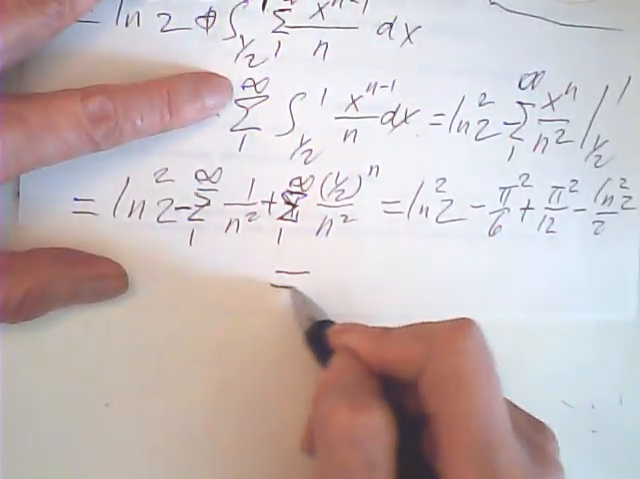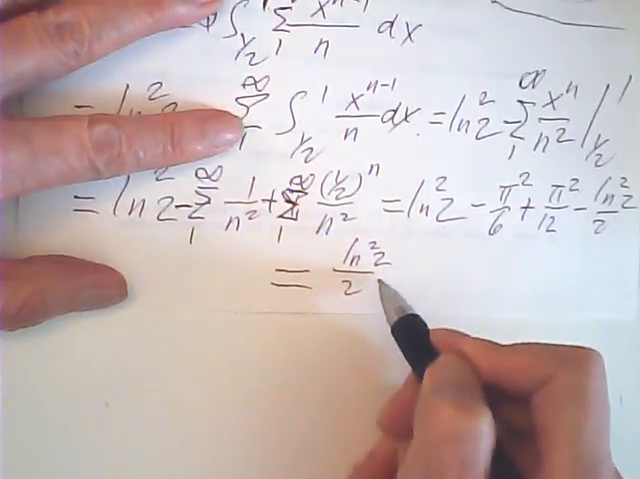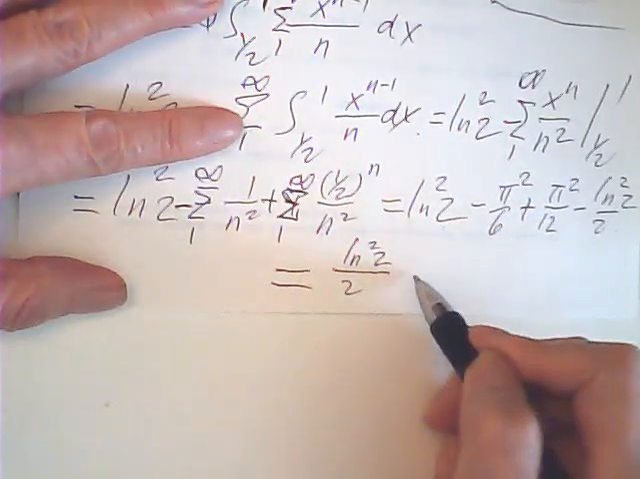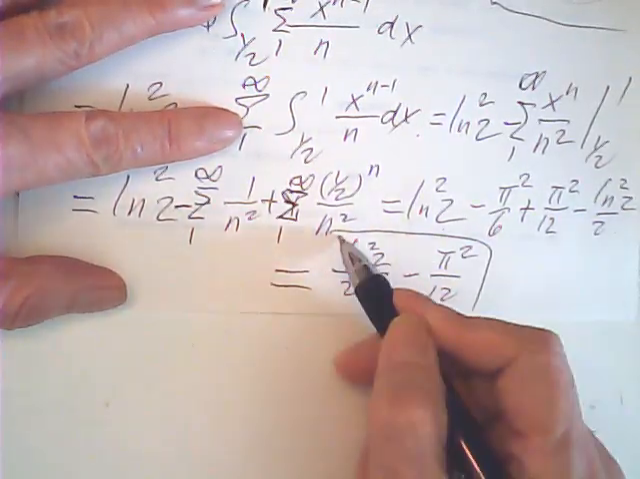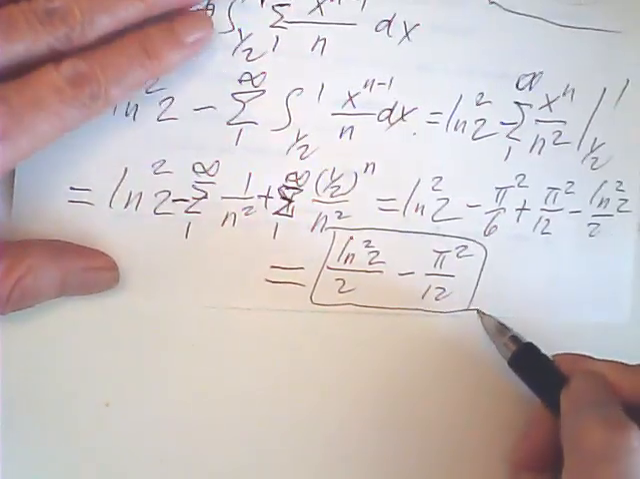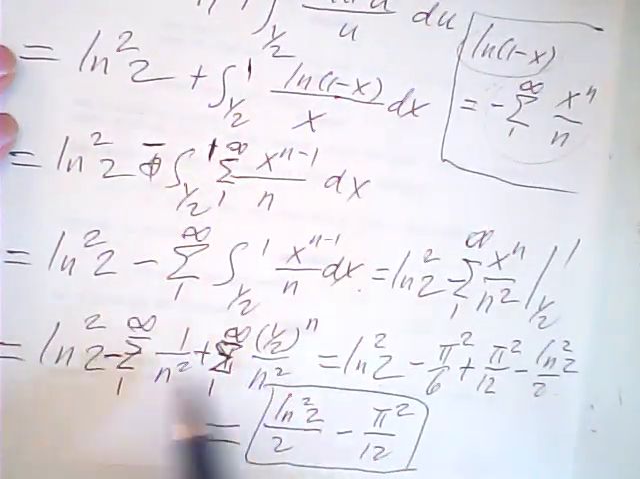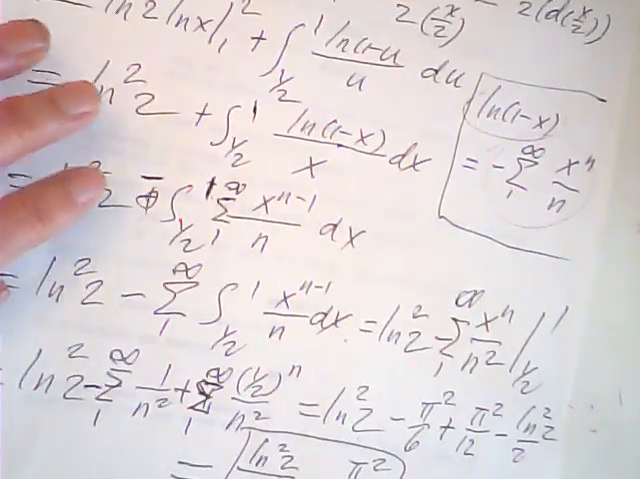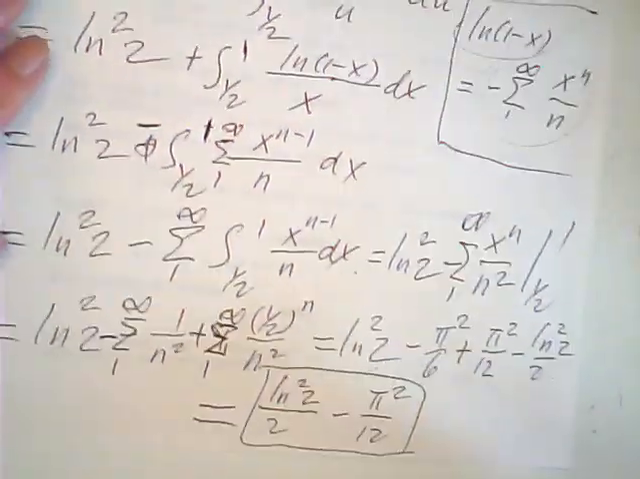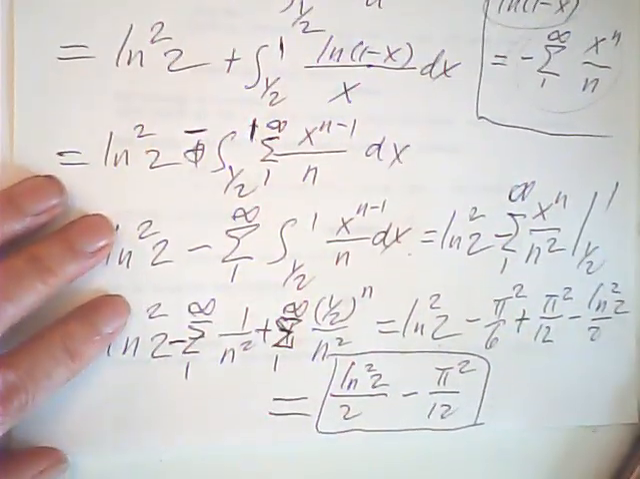So eventually this one becomes a half log square 2, and this one minus pi square over 12. Well, we get the same result by this method. Excuse me, there's a messy writing, and I think you can trace easily all the details. Well, it's interesting. Thank you.